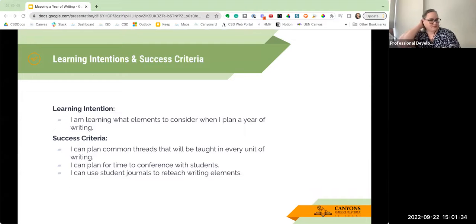Everything we do is rooted in our framework. So today, our learning intention is that you're learning what elements to consider when you plan a year of writing. And your success criteria will be that you can plan common threads taught in every unit of writing. You can plan for time to conference with students.